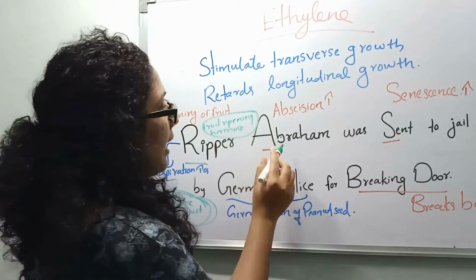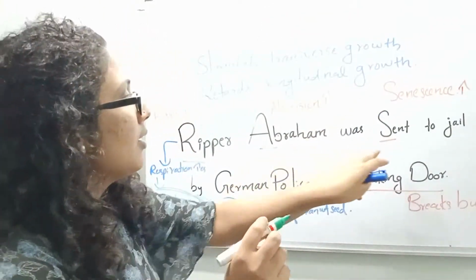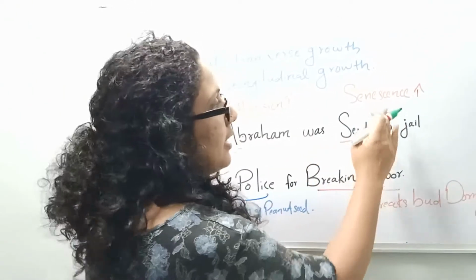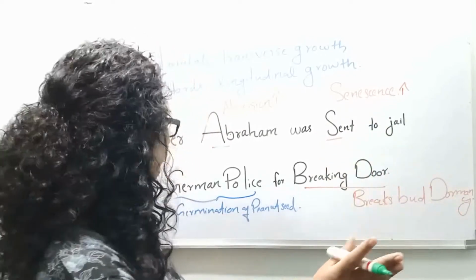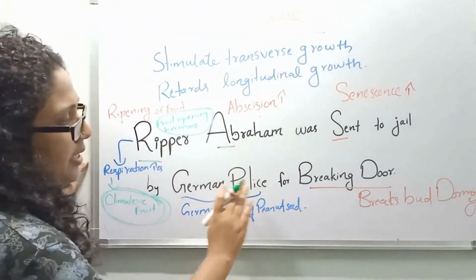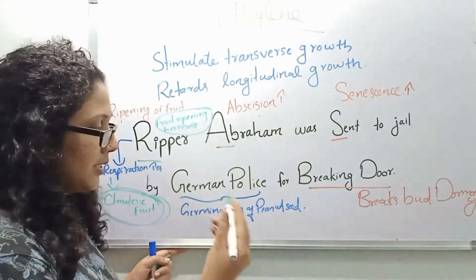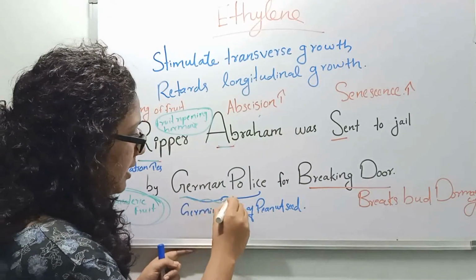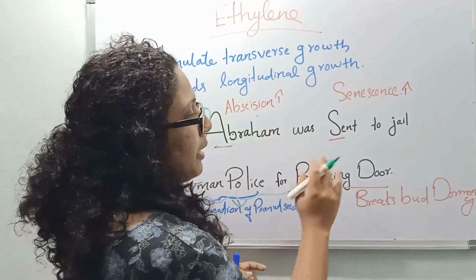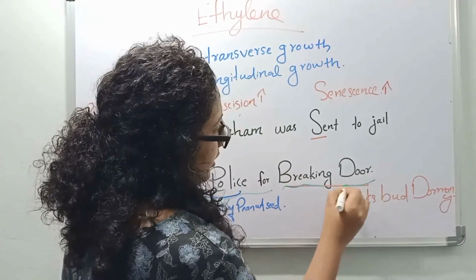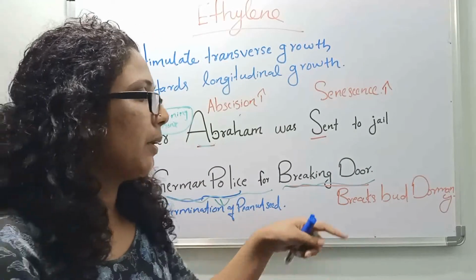Then this AB is for abscission. Ethylene increases abscission, and this S is for senescence. That is, ethylene promotes senescence of old leaves, fruit, etc. Then German police stands for germination of peanut seeds. Ethylene helps in the germination of peanut seed. And breaking doors stands for breaking bud dormancy. Ethylene helps to break bud dormancy.